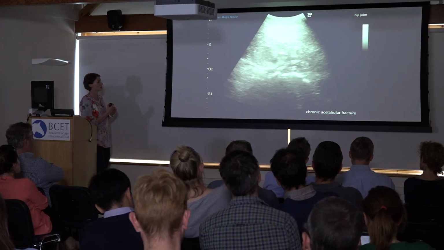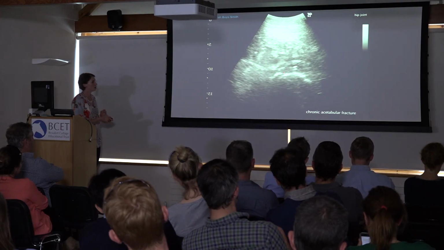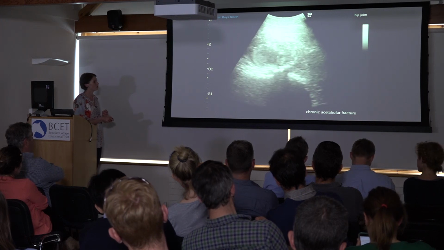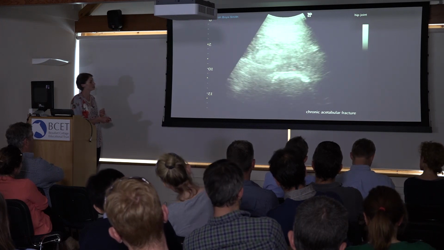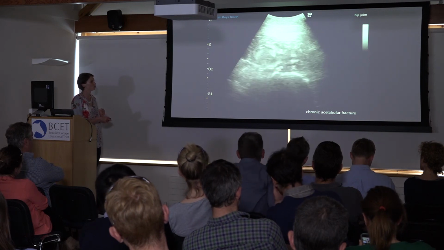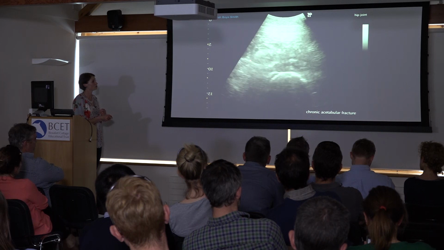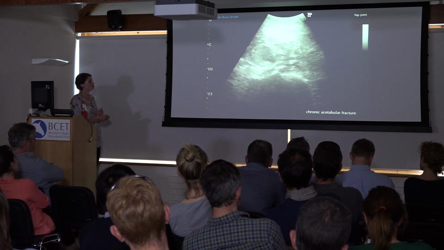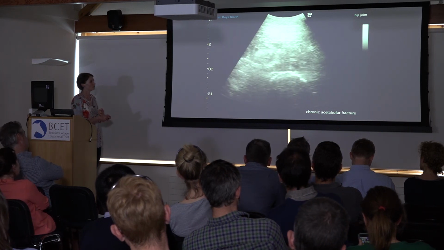And then in the chronic case, this is a chronic case of an acetabular fracture. We can see marked irregularity of the bone. So this is acetabulum here. This is femoral head. We've got marked changes in that femoral head as well. We've still got a lot of soft tissue changes going on, so a significant amount of hematoma formation on the outside of that joint as well.